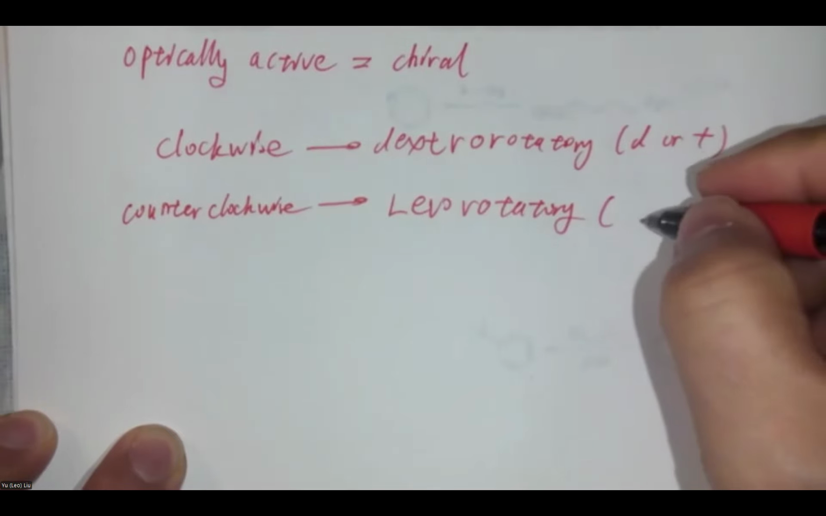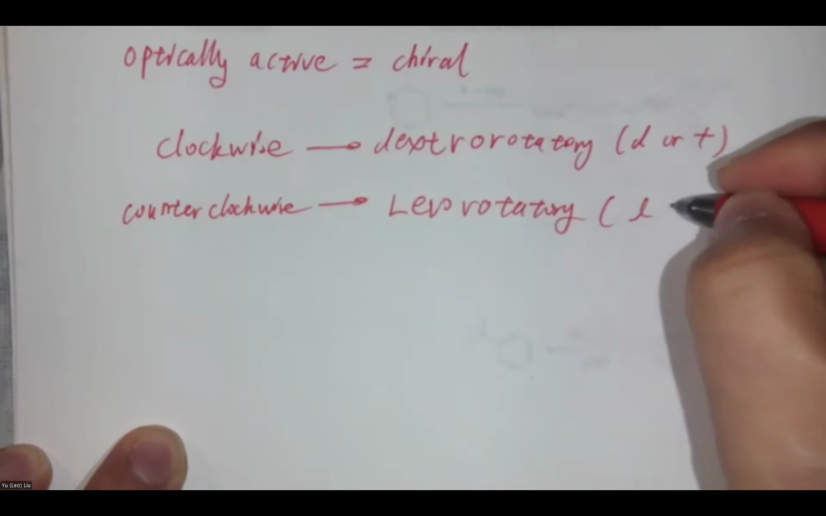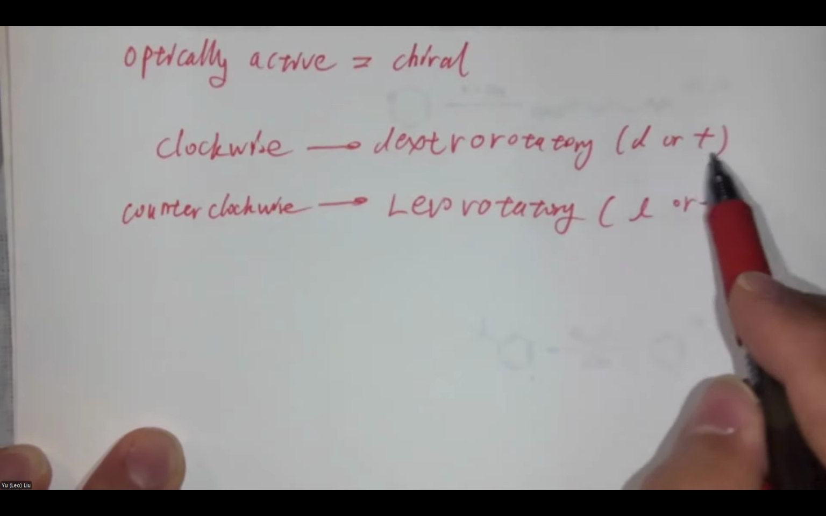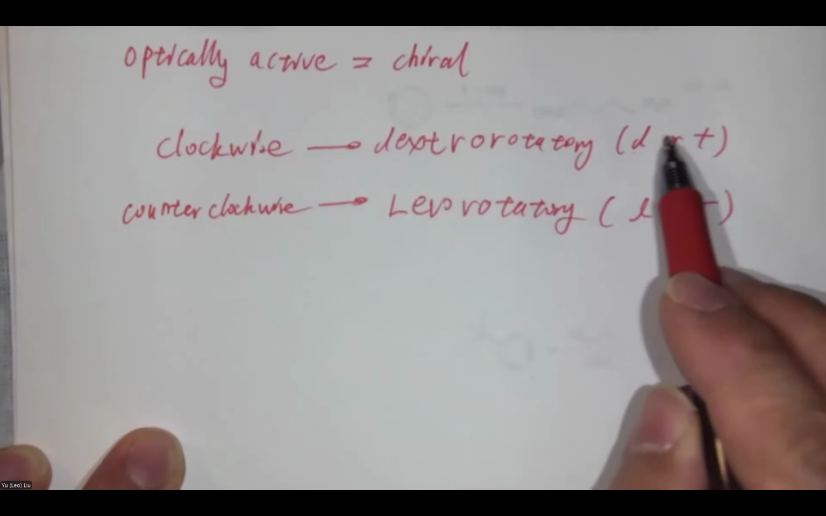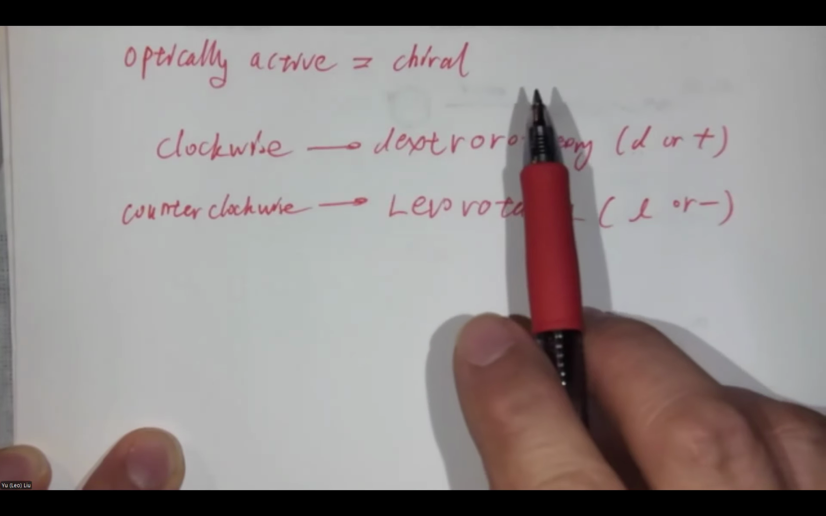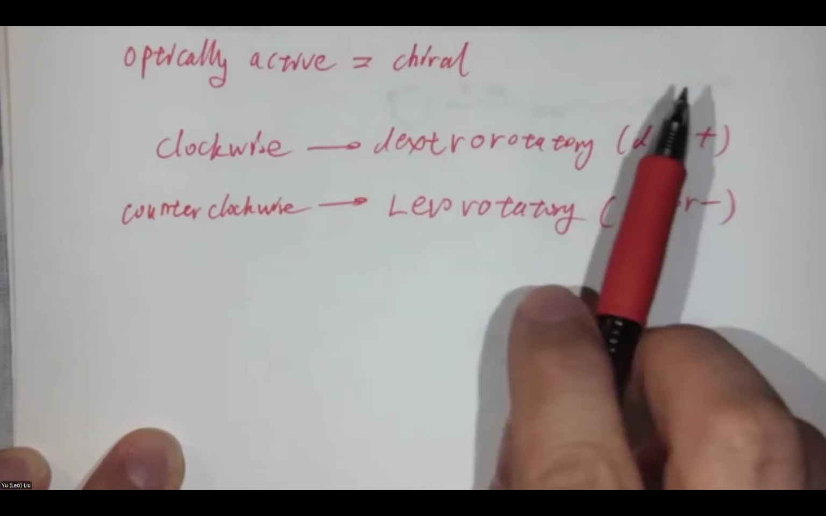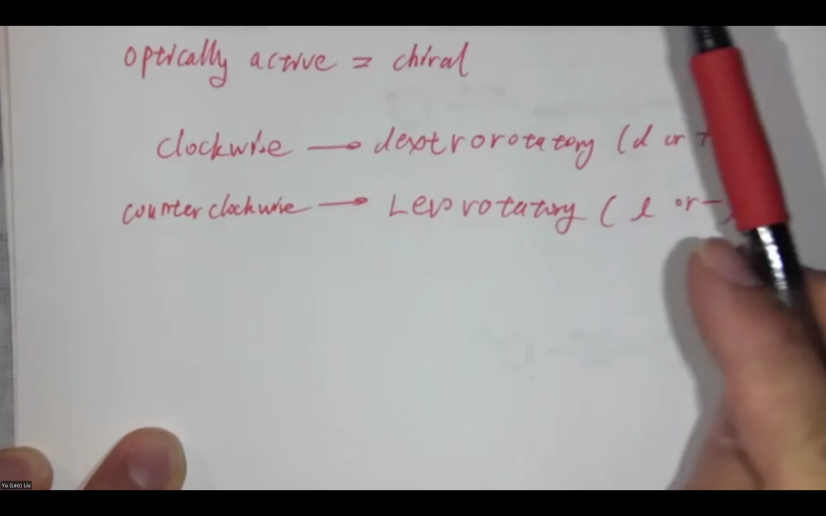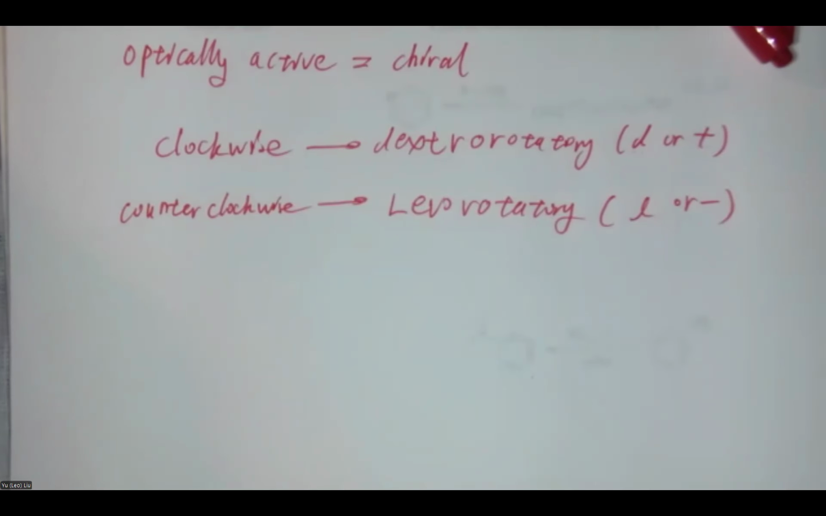Right. So people use L or a minus sign to indicate this. And quite often when you purchase some kind of chemical, if it's chiral, you see this sign. If D or plus is indicated, this molecule can rotate plane polarized light clockwise. And if it's L and minus, it rotates counterclockwise. So that's something please keep in mind.